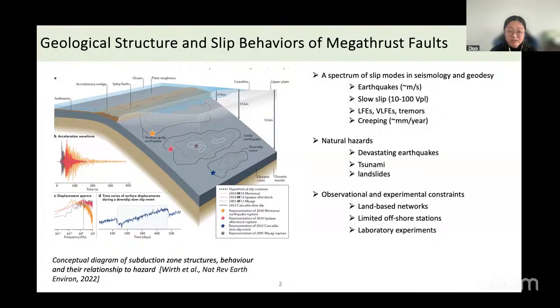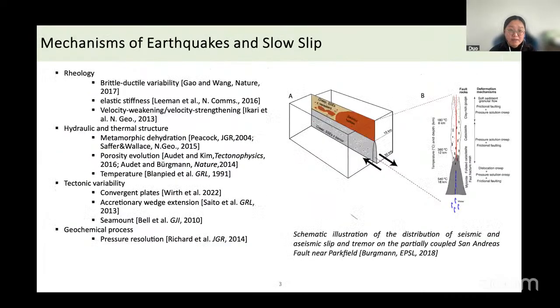Another issue for subduction is that in most cases we only have land-based observations like GPS and seismometers, but we are short of observations from the seaside. If we had more offshore observations, like stations, we could get a better understanding of the whole picture. We also rely on laboratory experiments to understand the deformation in a better way.